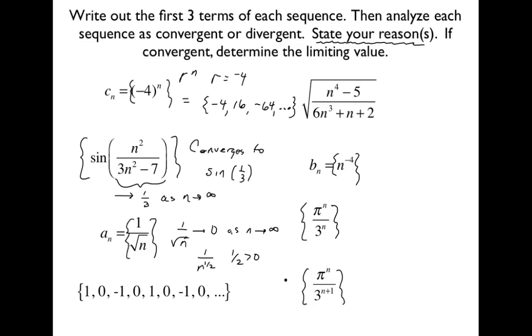Okay, next one. Caitlin, you're up. How about this next one? Oh, it's divergent because it goes back and forth. Yeah, so a convergent sequence has to hone in. The terms of the sequence have to get closer and closer to one particular value. If it's jumping around like this, it's divergent.